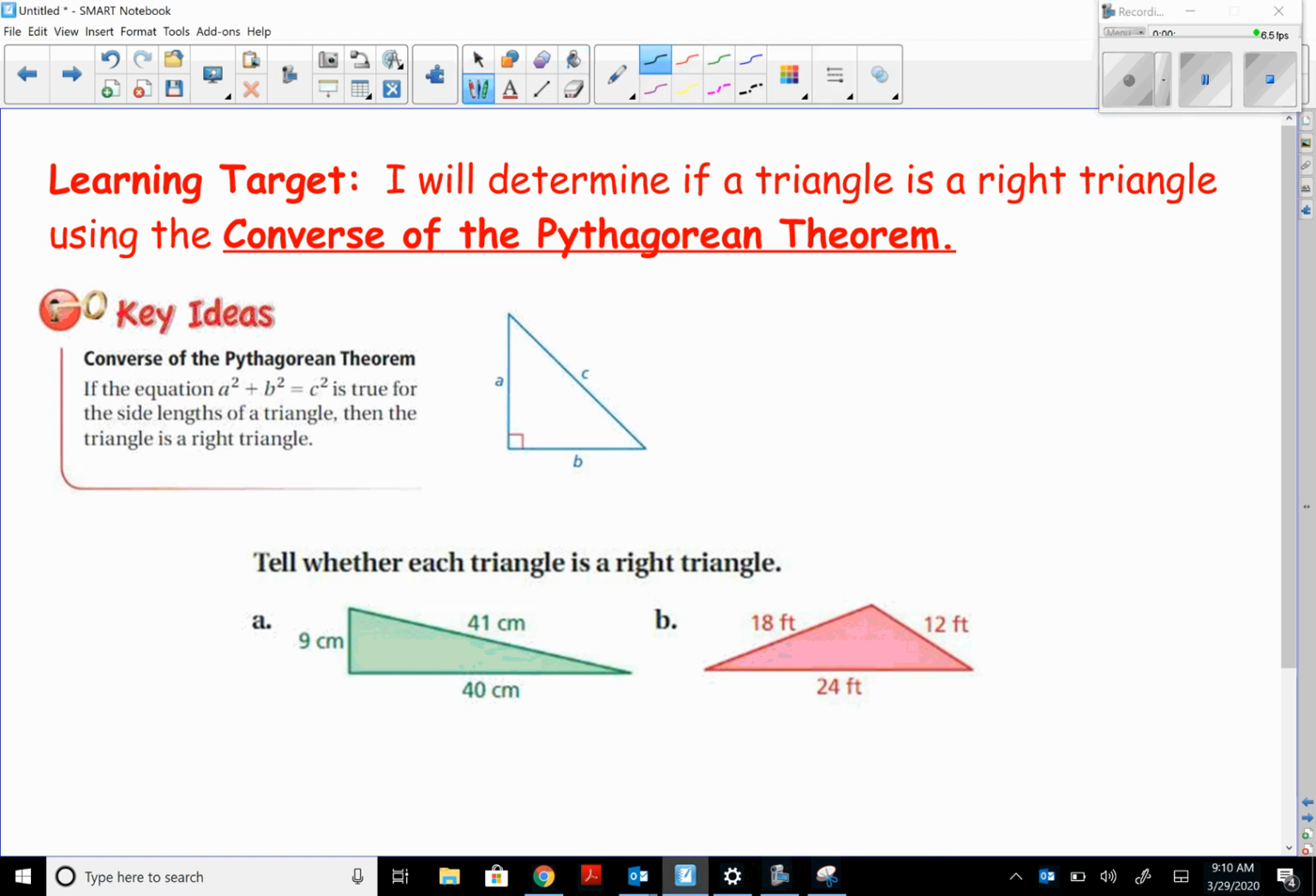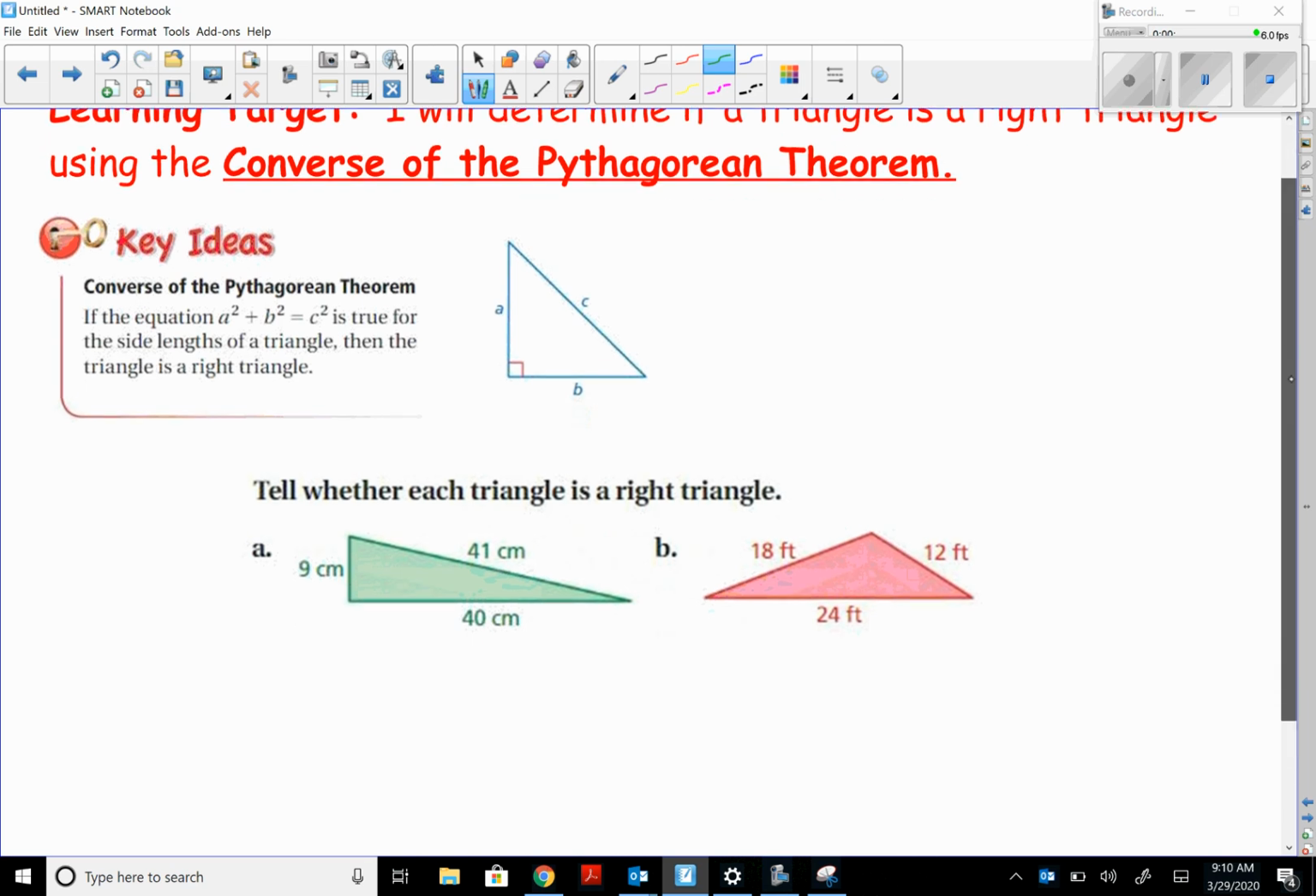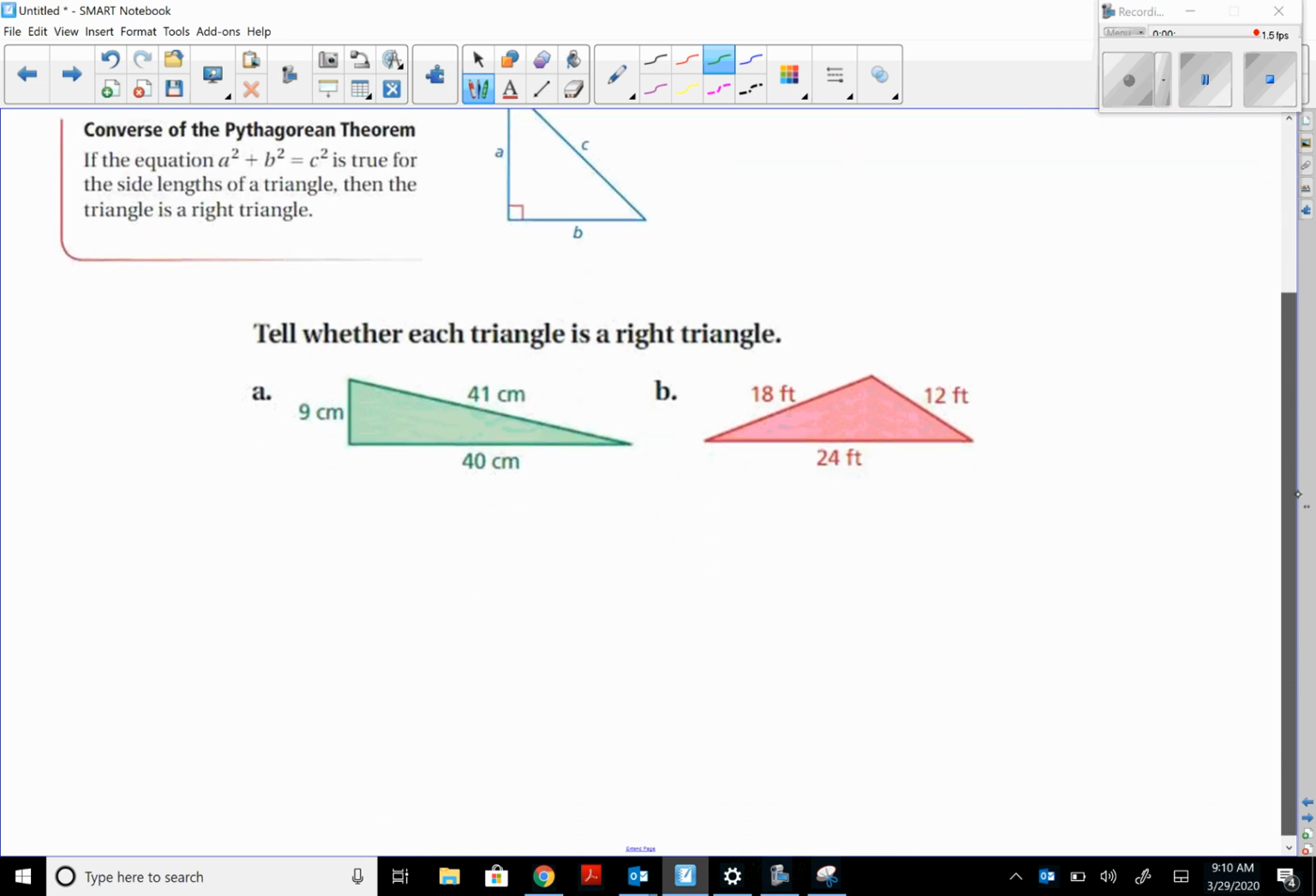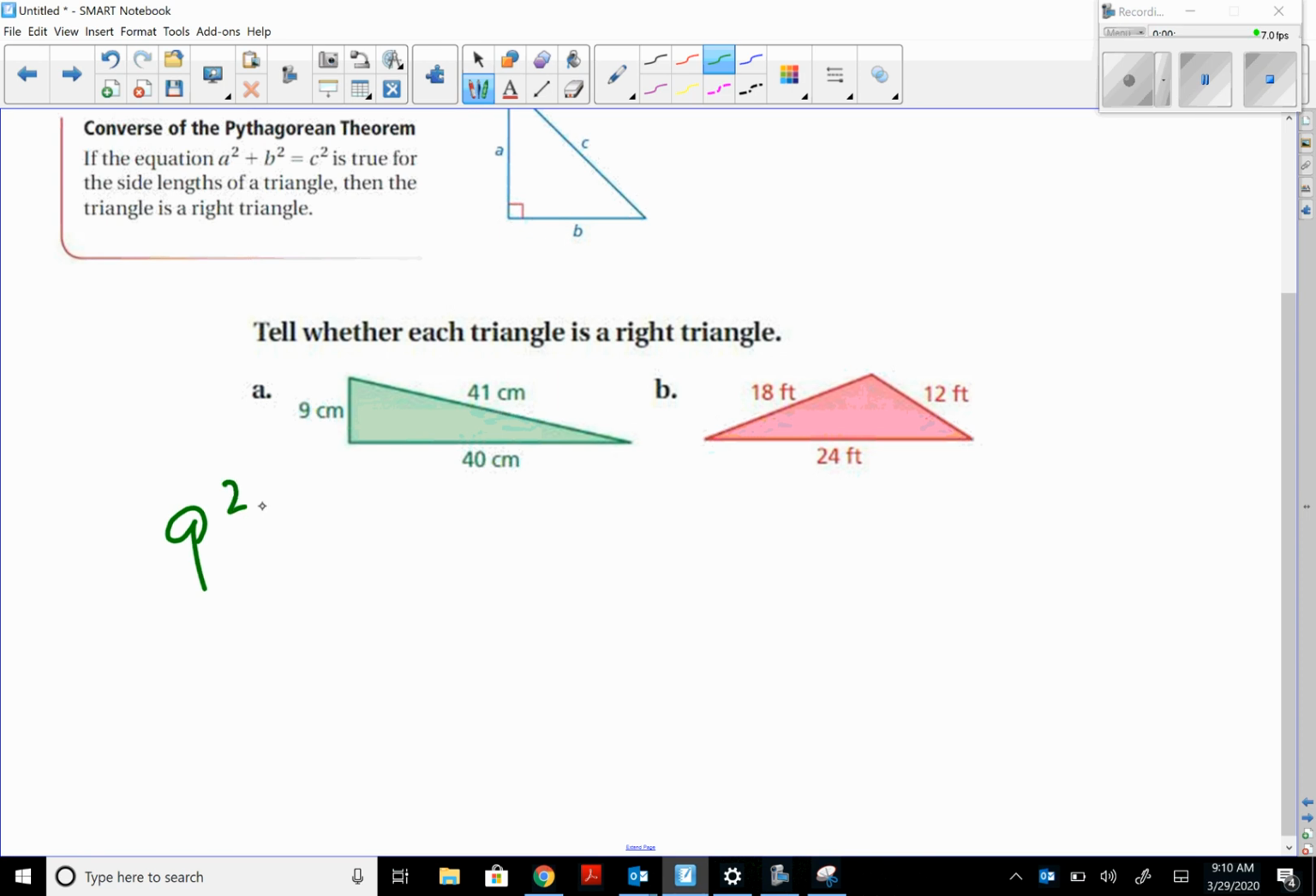So if this is a right triangle, then we should be able to use the Pythagorean theorem. So let's give it a try. It appears that if it is a right triangle, the angle that's between the side with the 9 and the 40 would be the right angle. Also, remember the legs always have the shorter lengths. So let's see if it works. 9 squared plus 40 squared. We're trying to find out if it's equal to 41 squared.